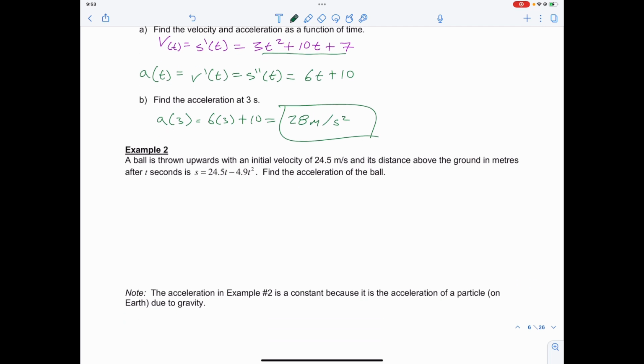For example 2, it says a ball is thrown upwards with an initial velocity of 24.5 meters per second, and its distance above the ground in meters after t seconds is s is equal to 24.5t minus 4.9t squared. Find the acceleration of the ball. Well, just like in the previous example, I'm going to solve my velocity first, which is once again my s prime of t, which is going to be, when I take the derivative of this, 24.5 minus 9.8t.